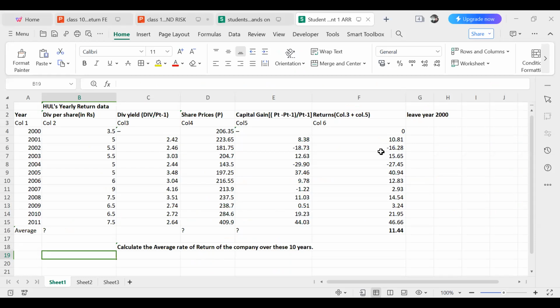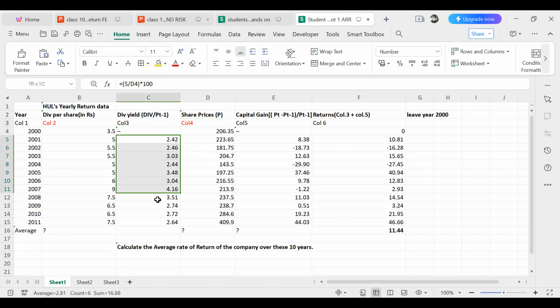Okay, now you see, last class we calculated this. If you open the file number 1 Excel sheet, you are given this HUL yearly return data, which is your dividend per share, then share price. That means column 2 and column 4 were given to you, and the rest you calculated. First you calculated the dividend yield. So how is the dividend yield calculated? Simply, you divided this with the price of the share of the previous year.